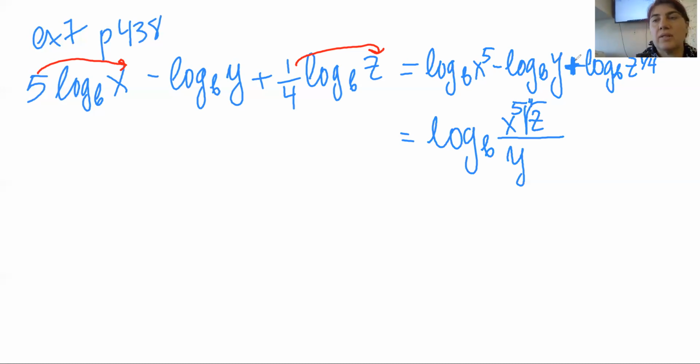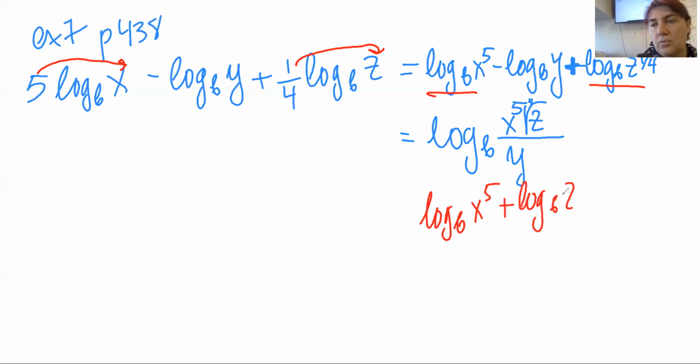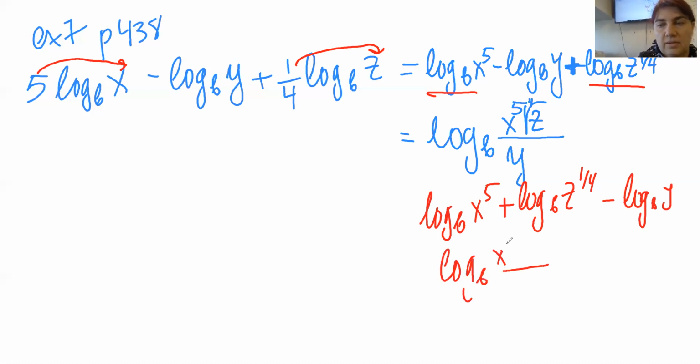You can rearrange those. Imagine, it's totally legal. So you have logarithm b x to the 5 plus logarithm b z to 1/4 minus logarithm b y. Then if you use the rules for the logarithms, you just multiply those, so x to the 5 times z to the 1/4, and y is on the bottom.